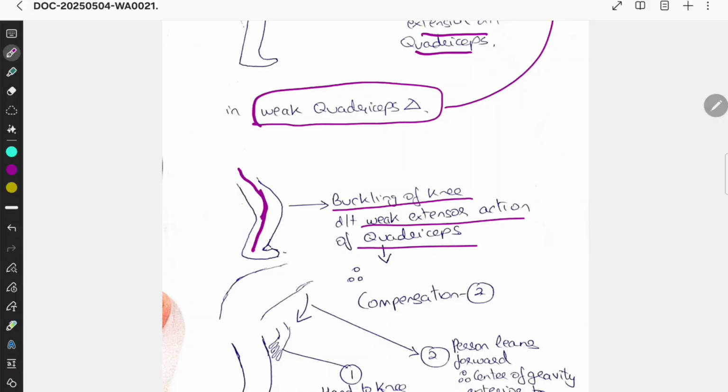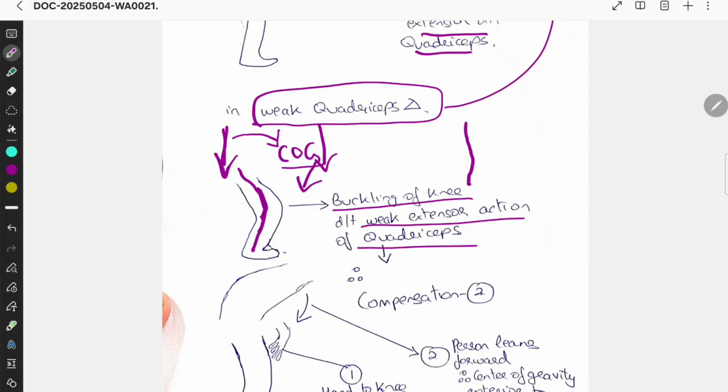Okay, so how does the body compensate? Why is it buckling? Because the weight is going like this, so this part is not able to compensate the weight. So the body tries to compensate by shifting the center of gravity anteriorly. The center of gravity is shifted anteriorly. How do we shift? When the center of gravity is shifted anteriorly, the force goes in this direction, which prevents it. So what was happening?